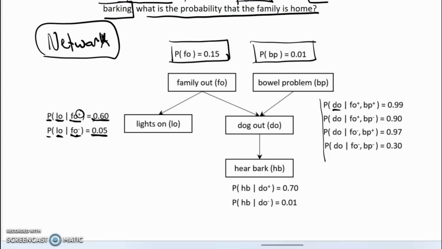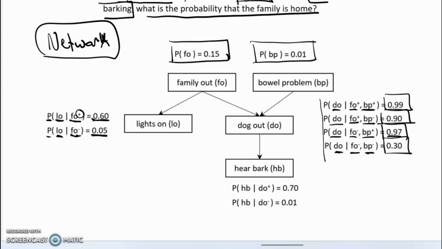Now, let's think about the situation involving the dog. This is the probability the dog is out if the family is out and the dog has bowel problems. Well, under those circumstances, you can be pretty sure that the dog is going to be outside. On the other hand, what's the probability of the dog being out if the family's in and the dog is doing okay? That's only 30%. The probability of the dog being out if the family's out but the dog is healthy is 0.90. The probability of the dog being out if the family is not out but the dog is having problems is 0.97.